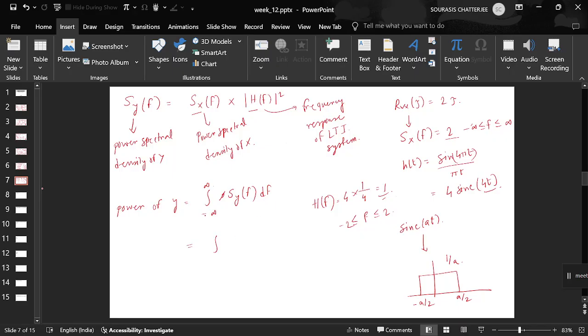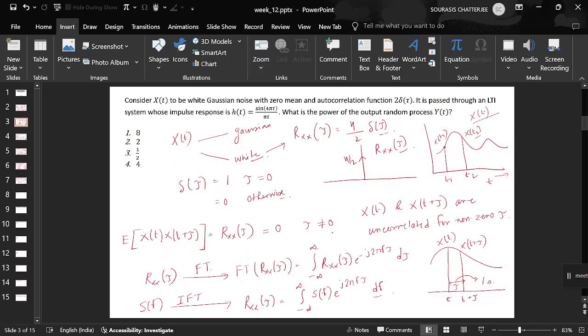Now I have to integrate not over the whole spectrum, only from minus 2 to 2. So minus 2 to 2, SYF is the product of SXF, which is 2, times HF squared, which is a magnitude of 1, so basically 1, you have df. So you have 2 times this, that means 4 times 2, we have the power of random process y as 8. So let us see which one of the answers matches with this one. Okay, so the first one matches, so one is the correct answer.